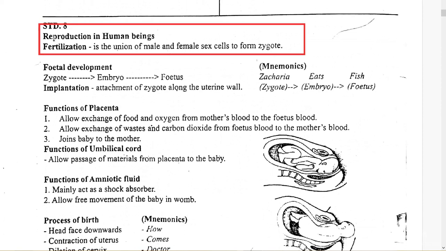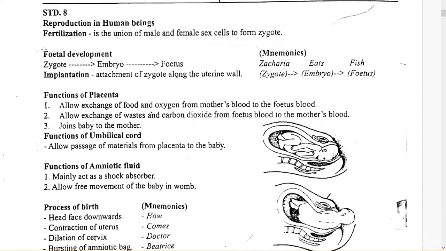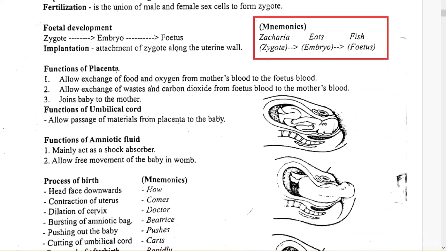So, human reproduction in human beings. Fertilization is the union of a male and a female sex cells to form a zygote. So the first thing that is formed when a male and a female egg meet is the zygote. Then the fetal development, we start with a zygote, embryo, fetus. So we have given you the way to remember that, the mnemonic. A career eats fish: zygote, embryo, fetus.